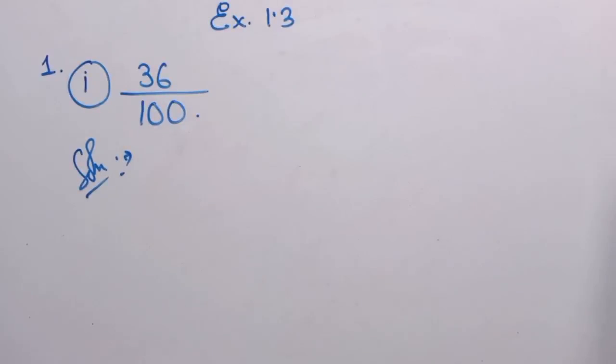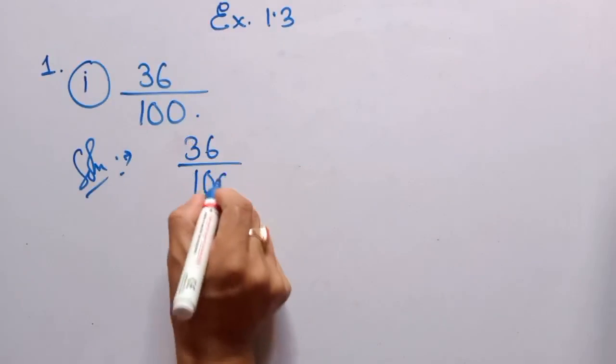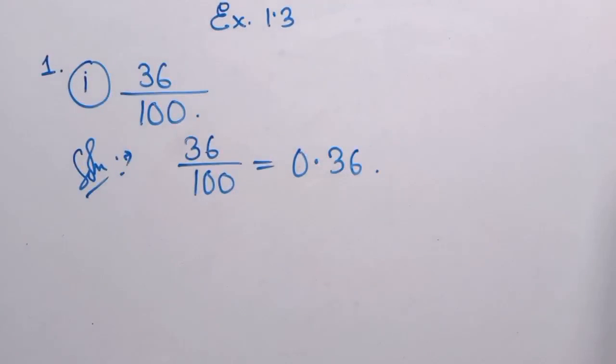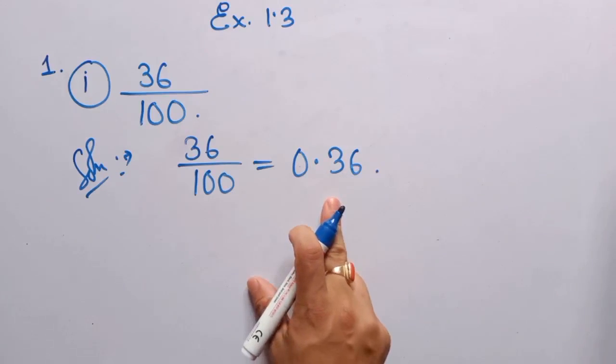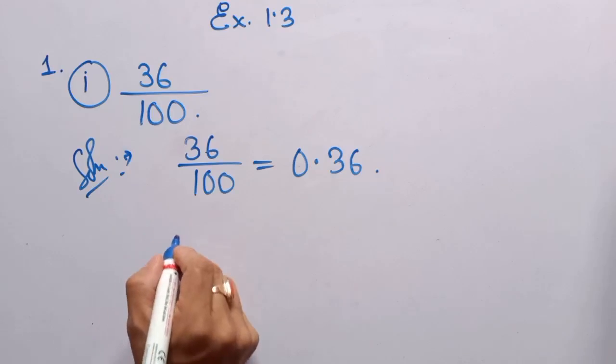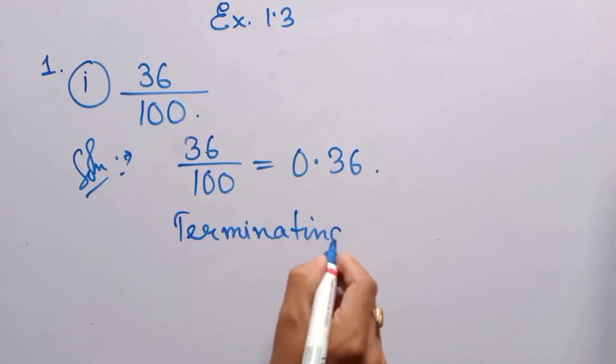Exercise 1.3, question number 1, Roman number 1, 36 by 100. After converting 36 by 100 into decimal, we will get 0.36. Here the decimal is terminating, that is, after division, at a certain stage we will get 0 as the remainder. So this type of decimal expansion is termed as terminating. So the decimal expansion of 36 by 100 is a terminating decimal.